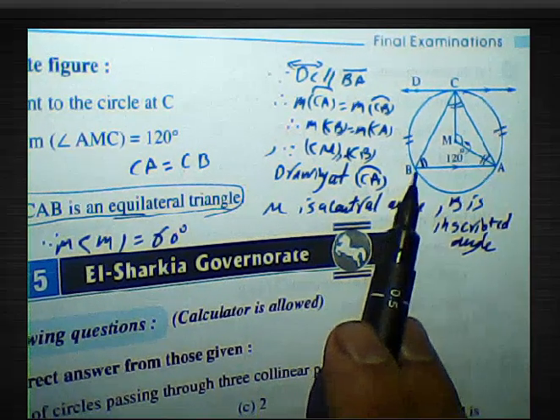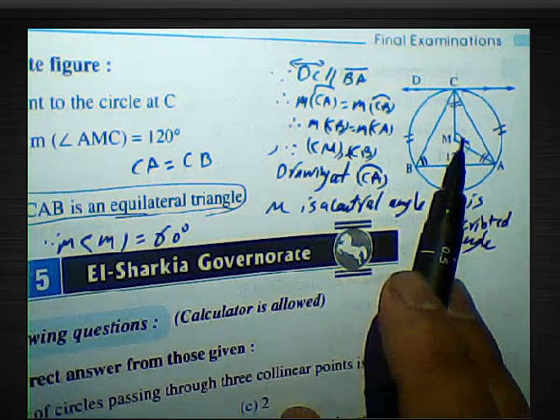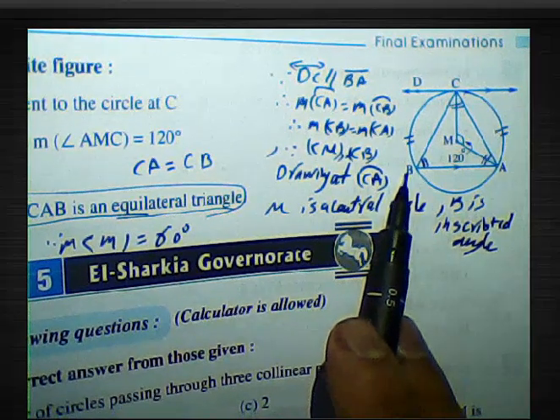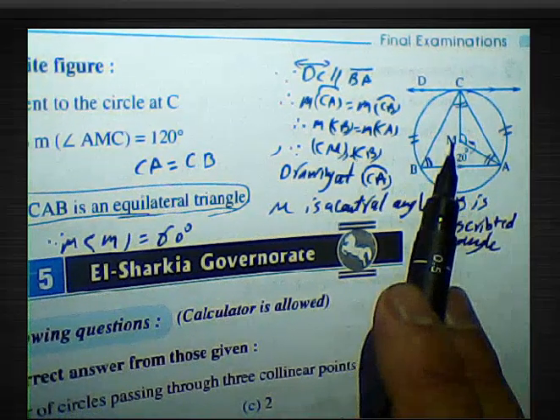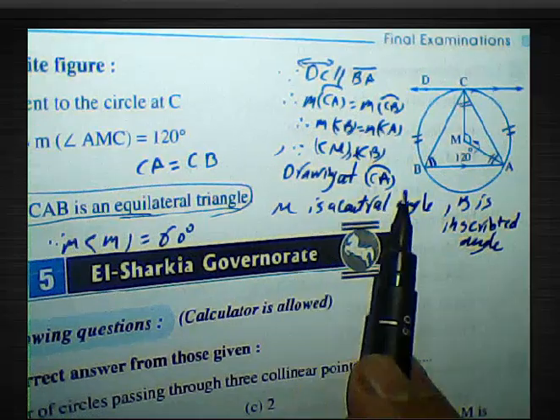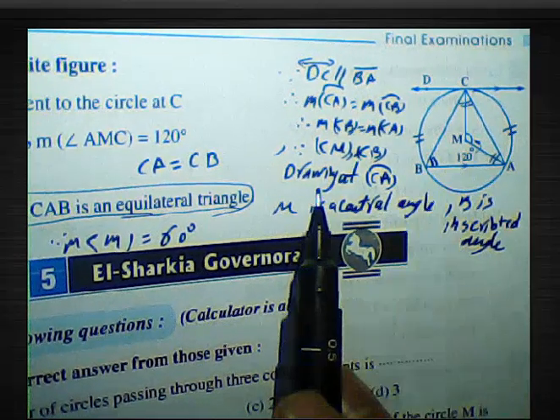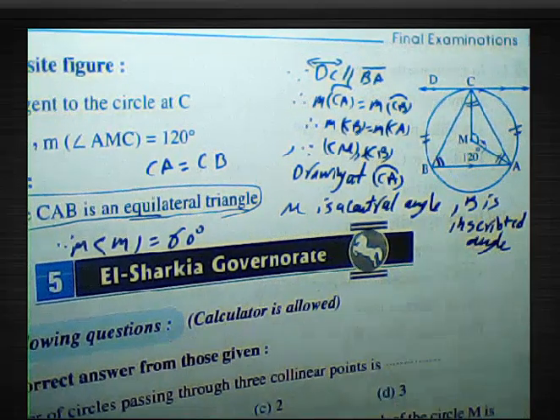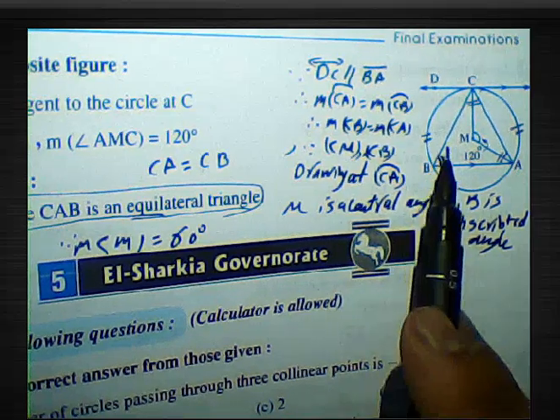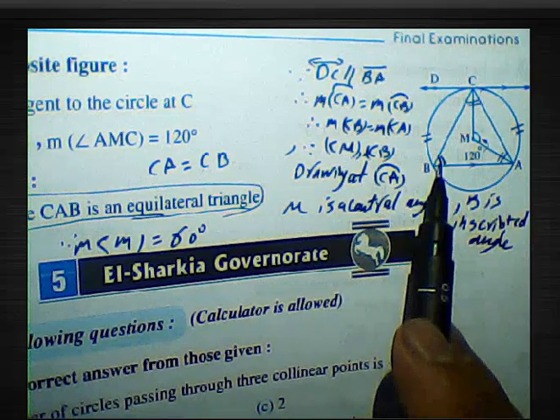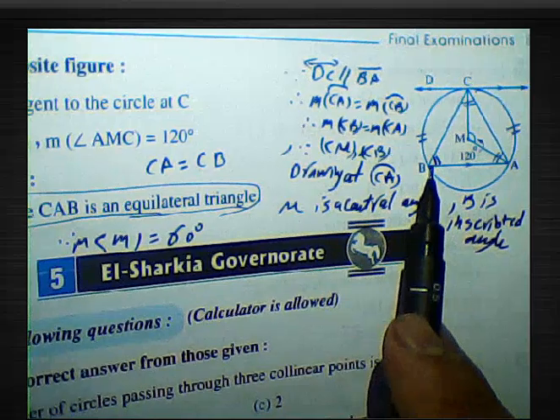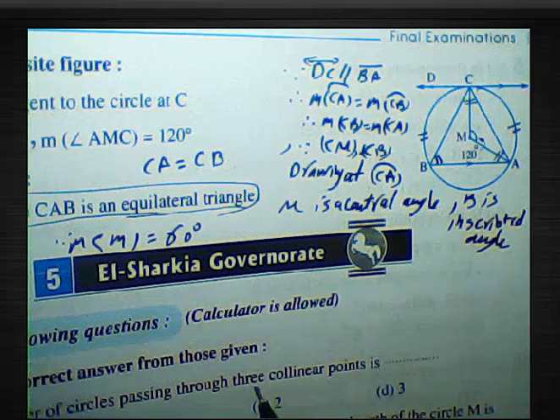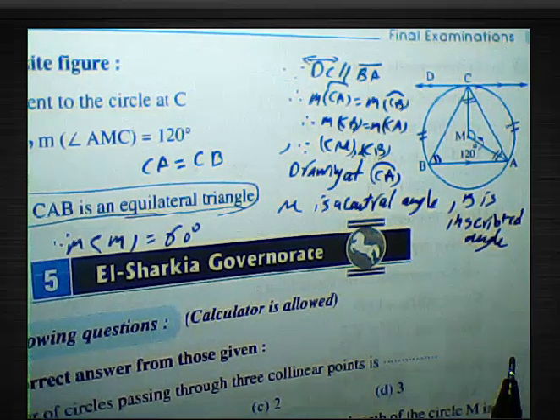And we know the measure of angle B is half the measure of angle M, because B is an inscribed angle and M is the central angle. Half of 120 equals 60 degrees, and we have an isosceles triangle, and the measure of one base angle equals 60 degrees, and this triangle will be converted from an isosceles triangle to an equilateral triangle.